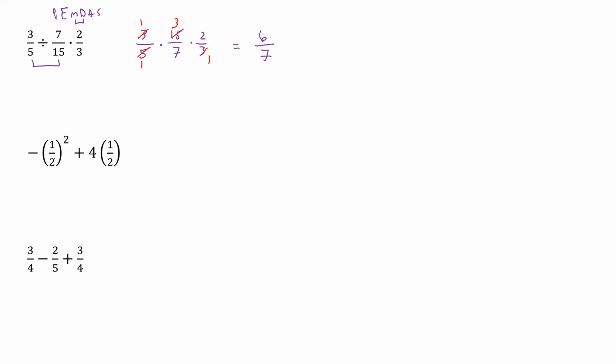All right, what about here? Well, we have a negative and then parentheses 1/2 squared plus 4 times 1/2. So we've got exponents we have to take care of, and we have a multiplication we have to take care of, and then at the end, an addition.